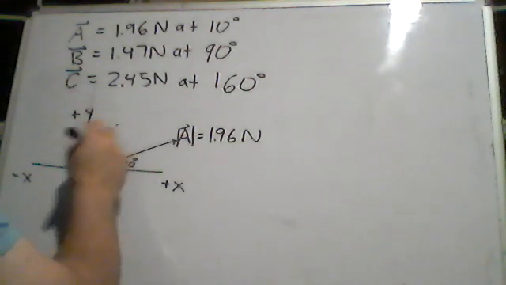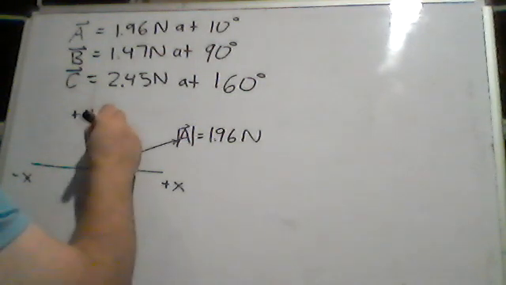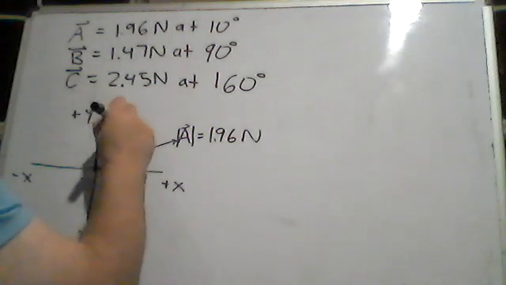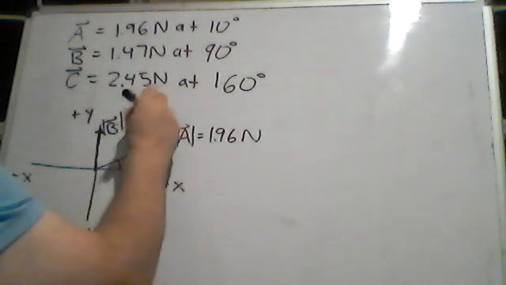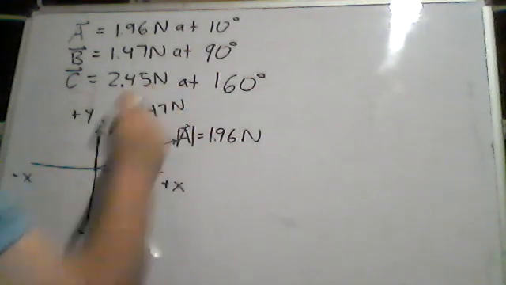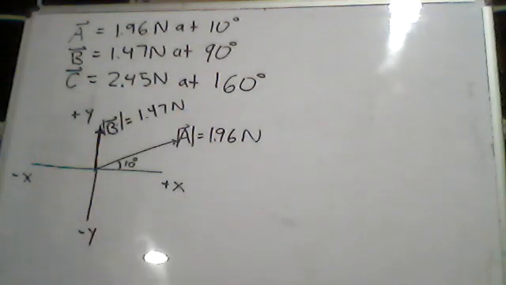This is my B. So that vector there is B. Its magnitude is 1.47 newtons. Okay, so that's right along the y-axis.